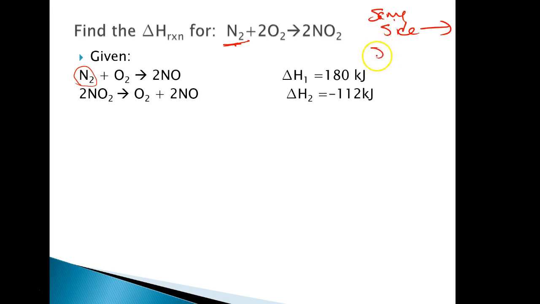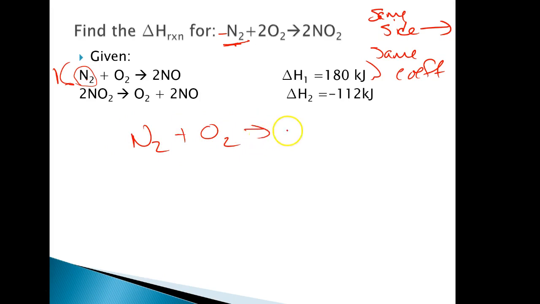The next thing you want to look for is, do they have the same coefficient? And in this case they both have a coefficient of 1. So this equation is absolutely perfect, because the N2 and the N2 match. And so we're not going to worry about any of the other stuff because those two match. So I'm just going to put a little 1 here as a reminder that I have looked at it and I know it's going to work. I'm going to rewrite it down here so I can show you something in a minute. And the delta H is positive 180 kilojoules.